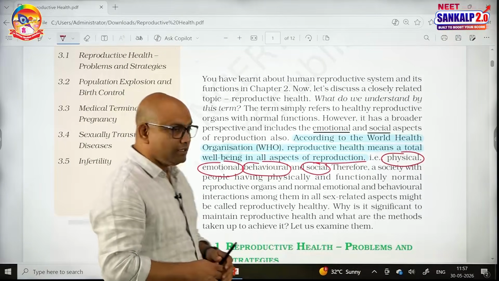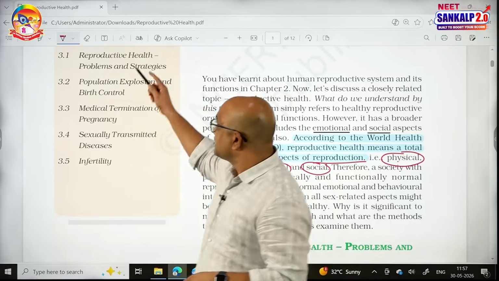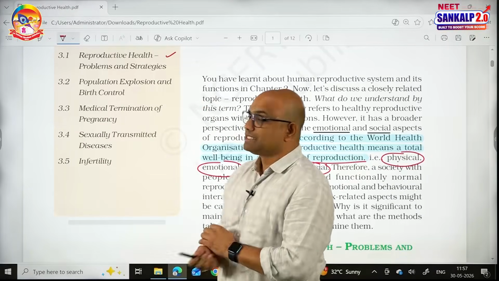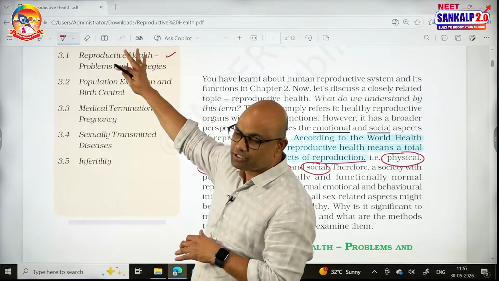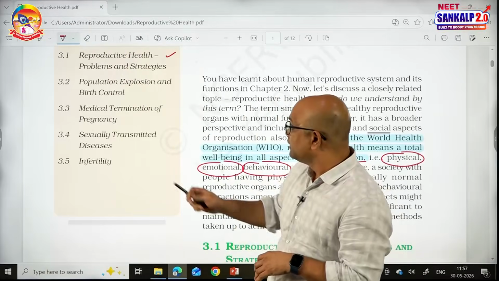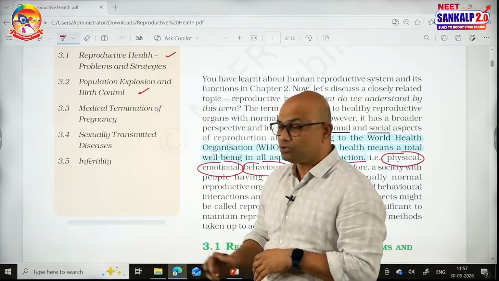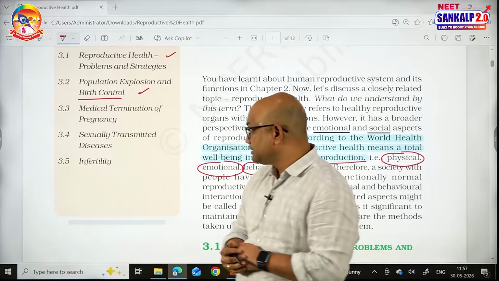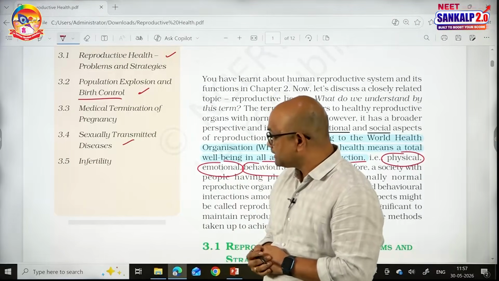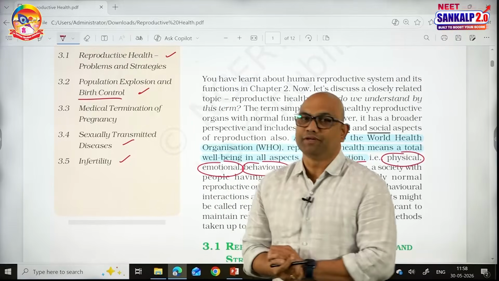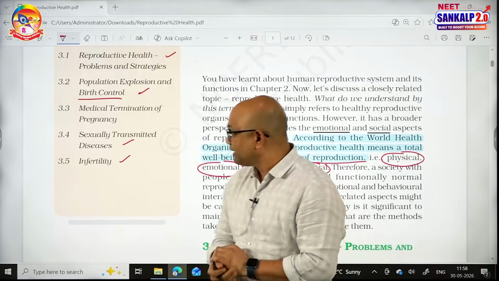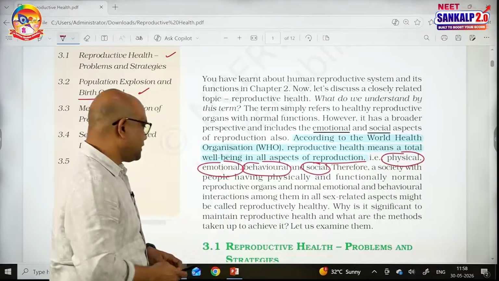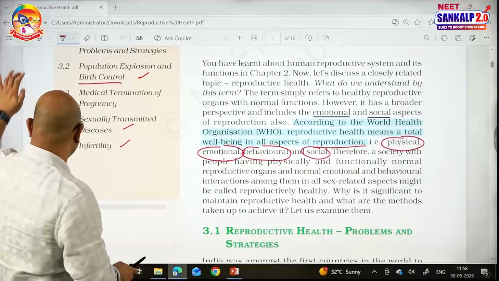In this lesson, we are going to discuss the aspects like reproductive health problems and strategies. Here I will give you the factual information that is there in the NCERT textbook. Then population explosion and birth control. Here I will explain the contraceptive methods, medical termination of pregnancy, sexually transmitted diseases, and finally the topic is infertility. So we will see these topics one by one in order. The first is reproductive health problems and strategies.